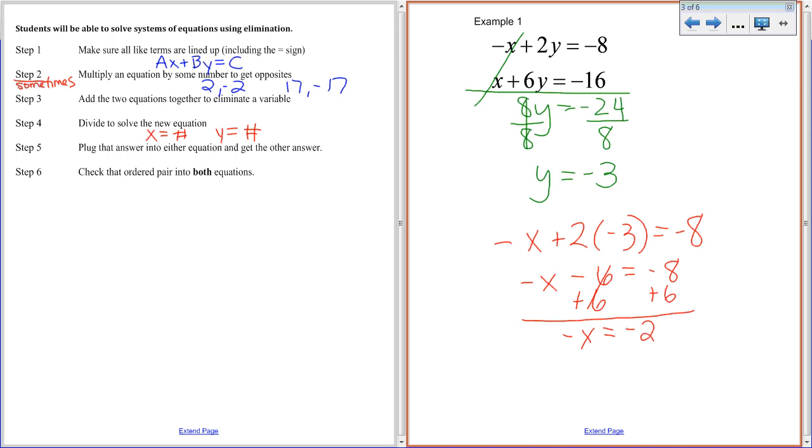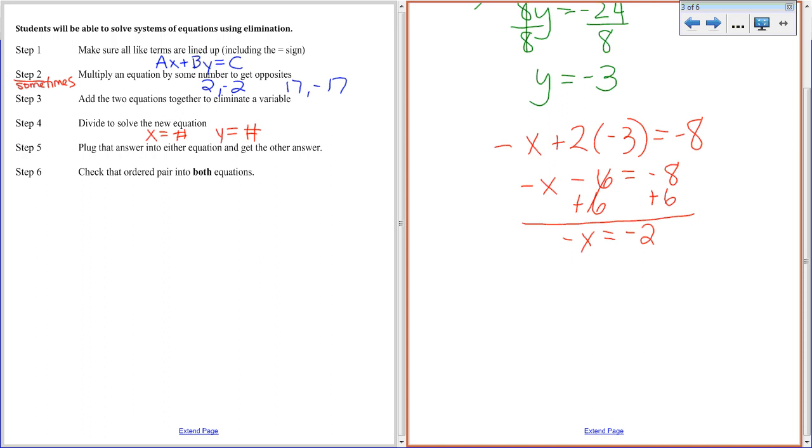Use your calculator. If you're not getting the same math I am, take the time and you have to divide by a negative 1 or just take the opposite of both sides. But x should equal a positive 2. Where did my problem go?